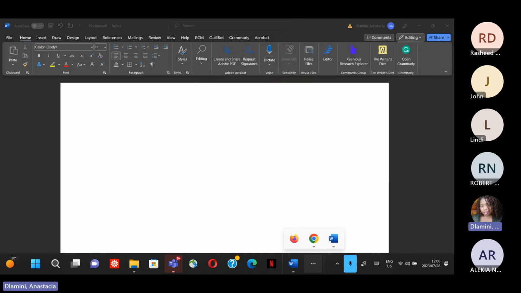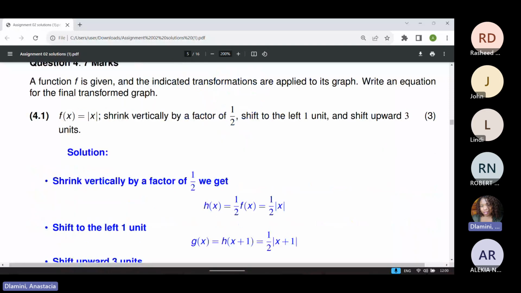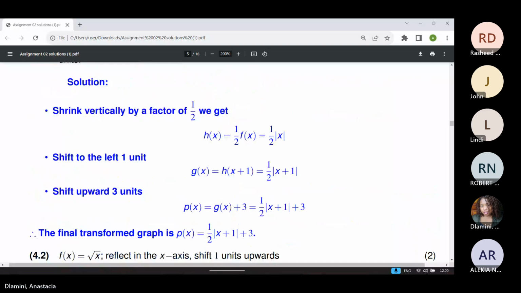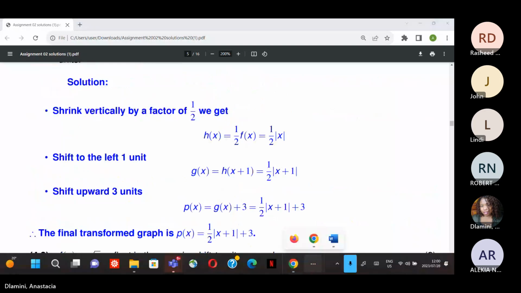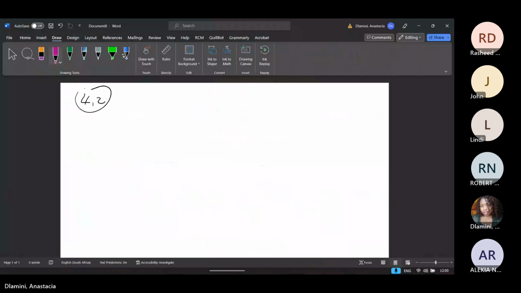So that's the graph. Reflect in the x-axis and shift 1 unit upwards. Can someone try, guys? Because you have f of x equals square root of x. So they say reflect. What do you think the new function will be?